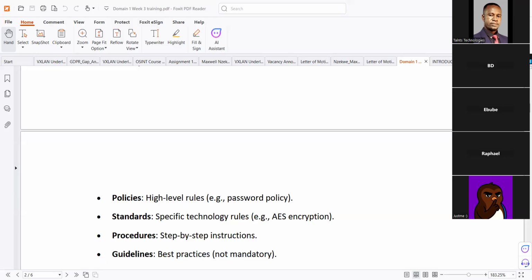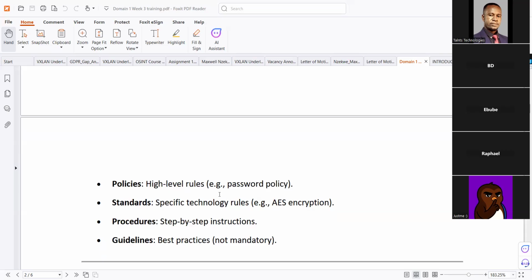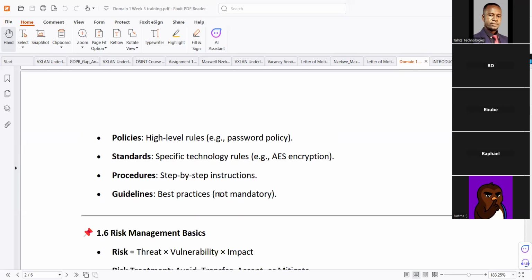Then we go over to guidelines. Guidelines are recommended practices that are not mandatory, but they will help you to improve the security. So it offers flexibility for you to do best practices. Are we together? So it's not mandatory, but it's for best practices.